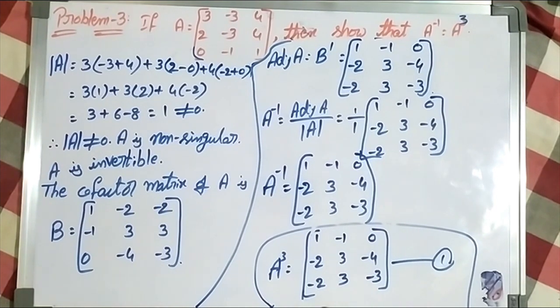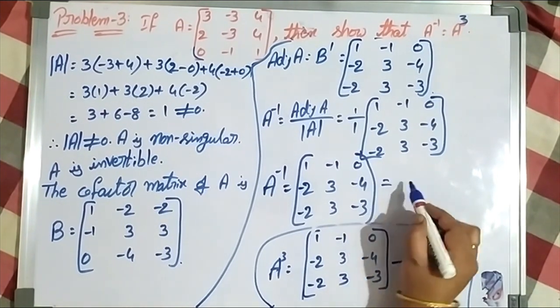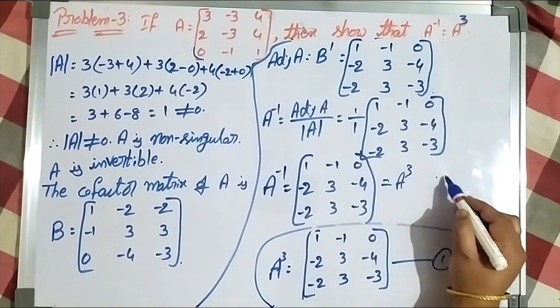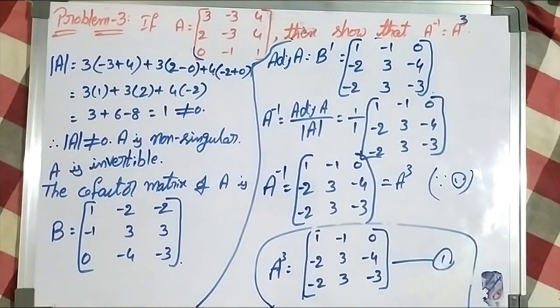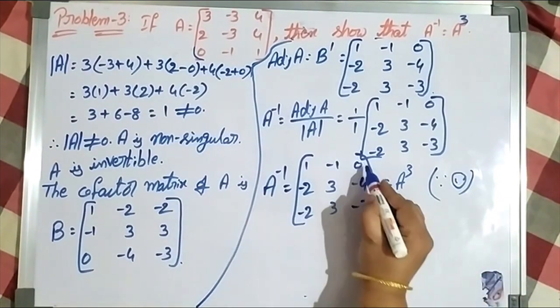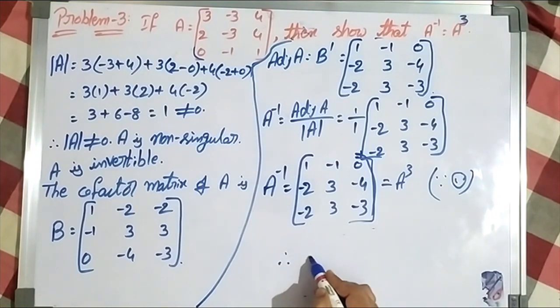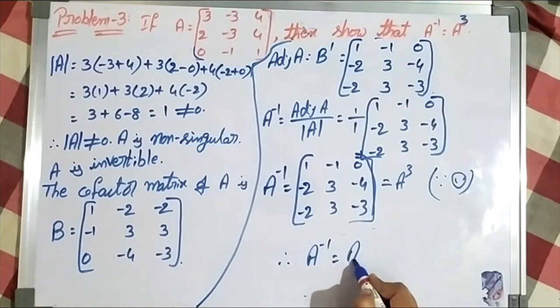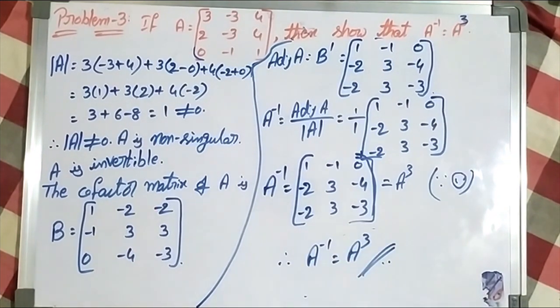From equation 1, we can say that this is equal to A cube, because of equation number 1. Therefore, A inverse equal to A cube. This is the solution of the given problem.